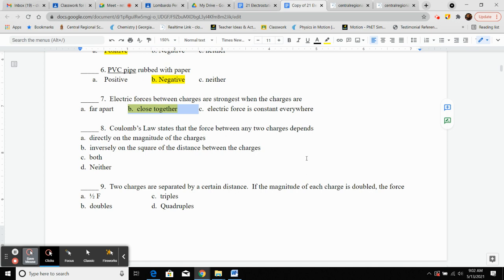Coulomb's law states that the force between any two charges depends on what? Well, it's directly proportional to the magnitude of the charges. So that's basically saying as charge goes up, so does the force. Is that true? That is true. Is it also inversely proportional to the distance between them squared? Yeah, it is. So it is both of them.